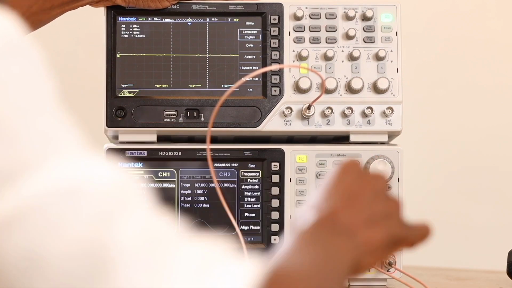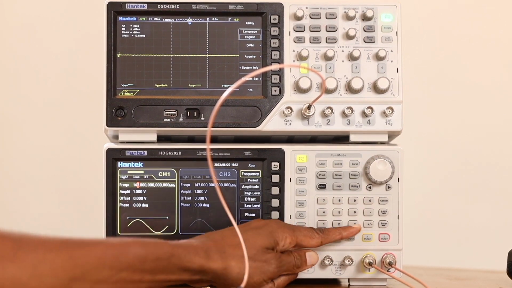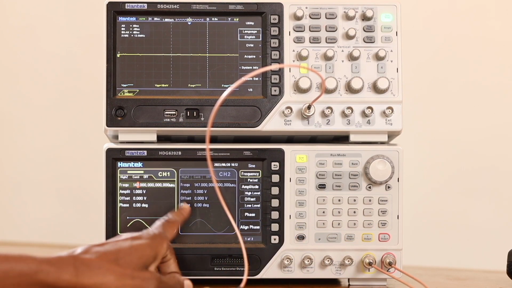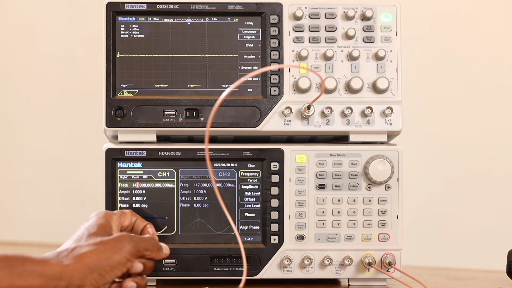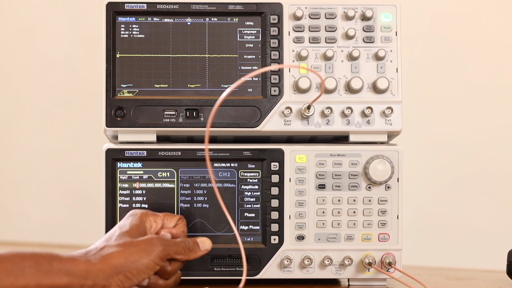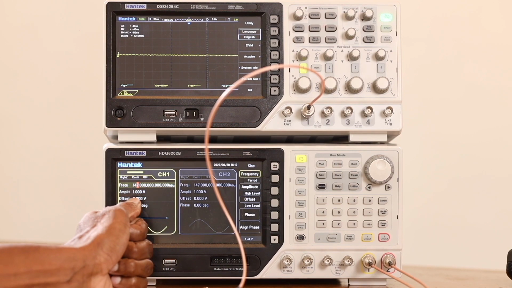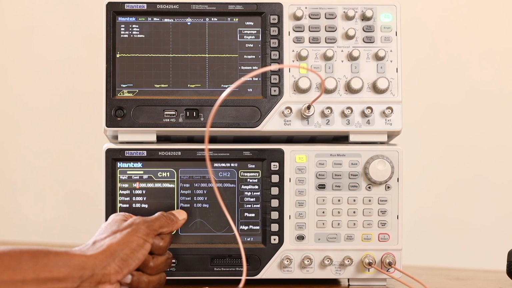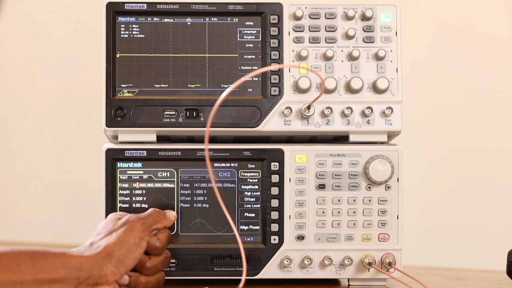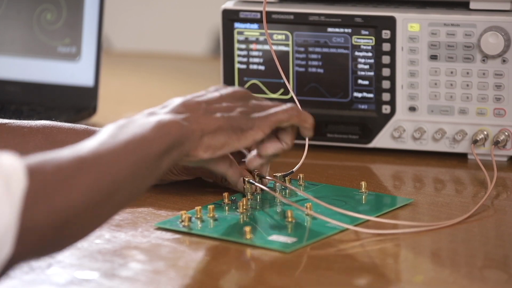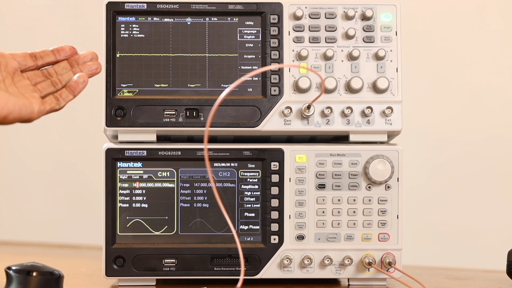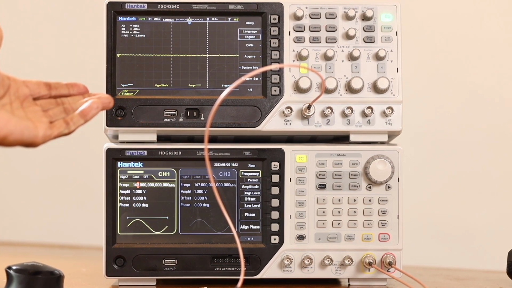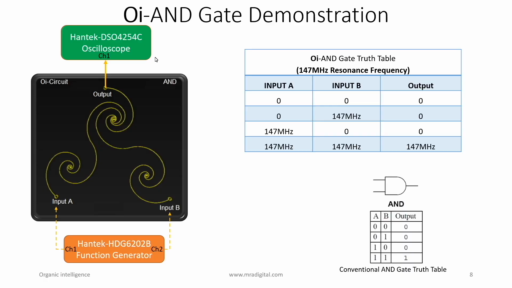Let's make sure everything is good. As you can see, both channel 1 and channel 2 are off right now, they're not turned on. Channel 1 is set to 147 megahertz. Channel 2 is also set to 147 megahertz, 1 volt peak to peak on both, 0 degrees phase shift and 0 volts offset. As with any AND gate, if you have two inputs that are 0, then the output should also be 0, which is the case. So we know that basically works, which is case number 1.